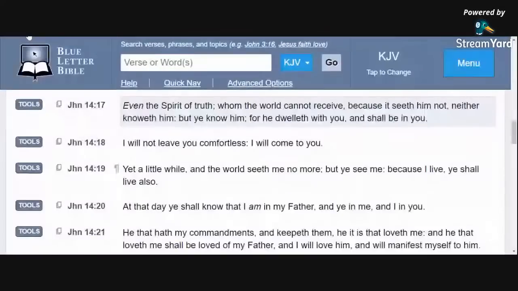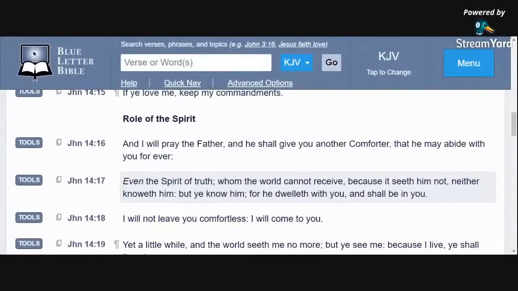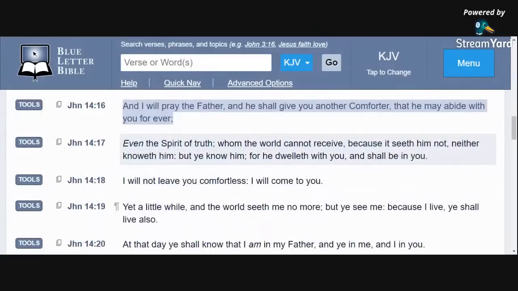Let's also get John 14, right? Words from our Lord and Savior. He says right here, John 14 and verse 16. Now, up here it says, role of the Spirit. And I will pray the Father, and he shall give you another comforter that he may abide with you forever. Even the Spirit of truth, whom the world cannot receive. Stop right there. Even though it's a comma, we're going to pause for a minute. The Spirit of truth, the world cannot receive it.